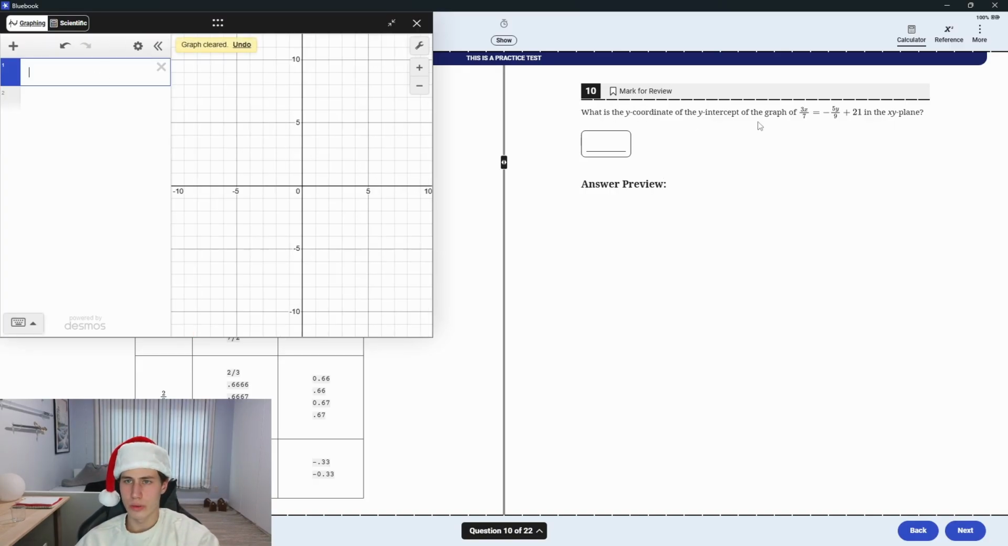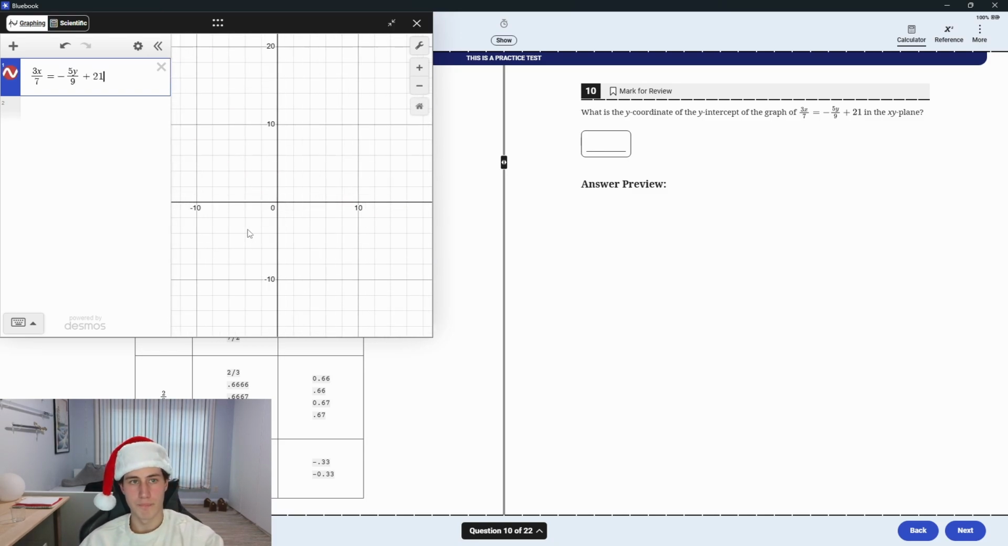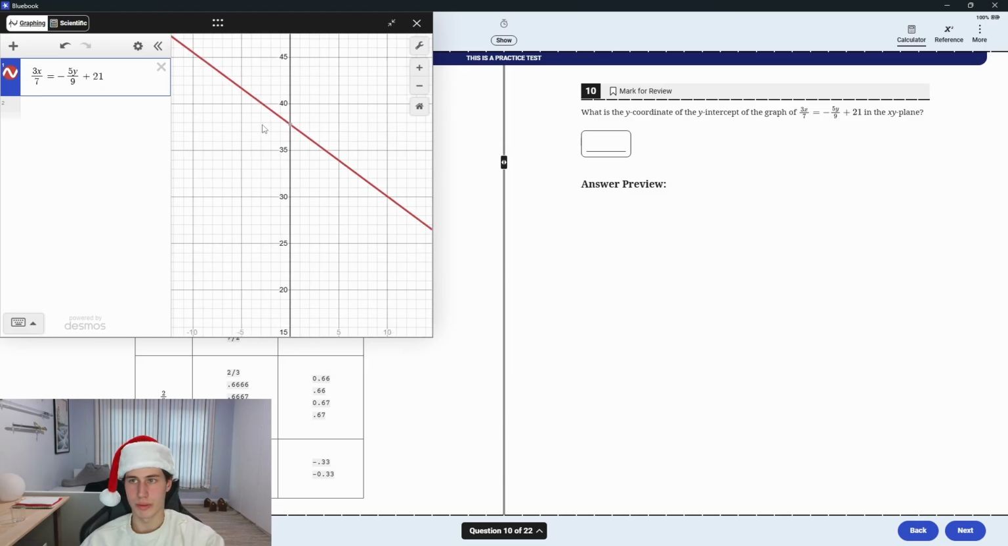What is the y-coordinate of the y-intercept in the xy plane? Okay, so let's graph this. Equals negative 5y over 9 plus 29. Sorry, plus 21. So what's the y-intercept? 37.8. So that is our answer. Perfect.